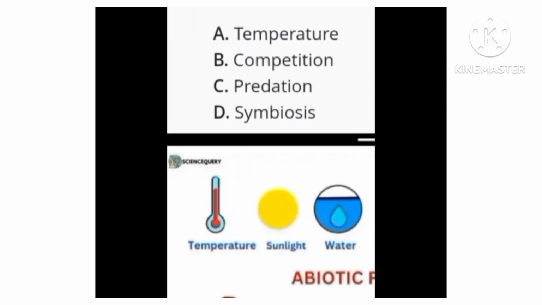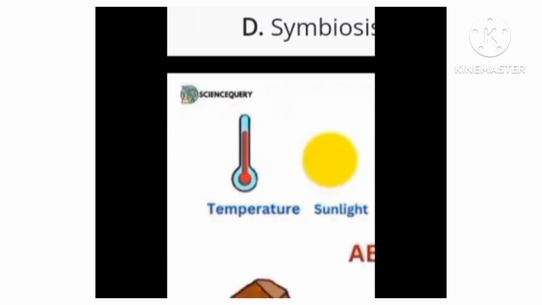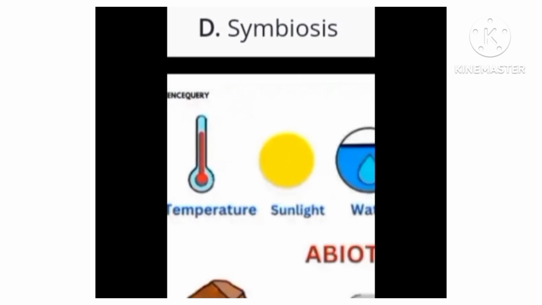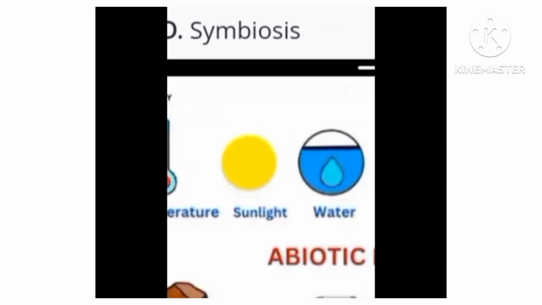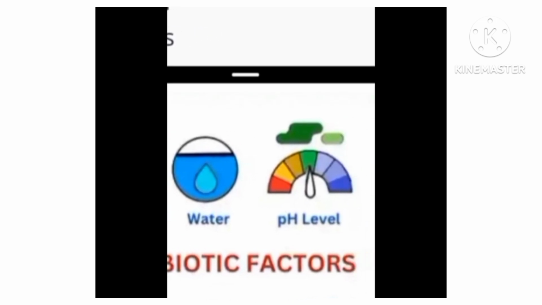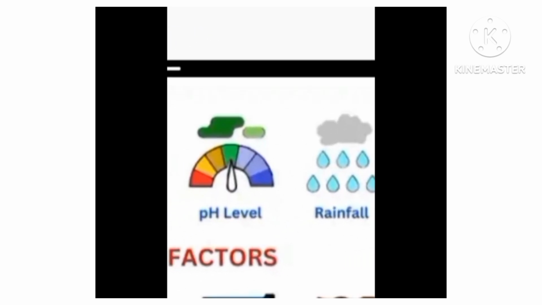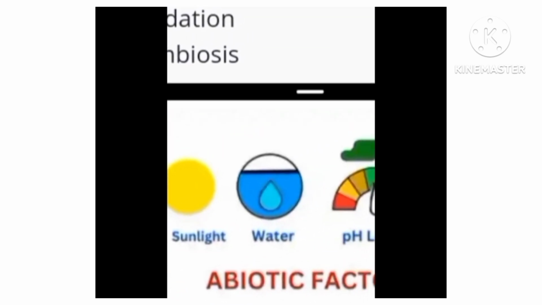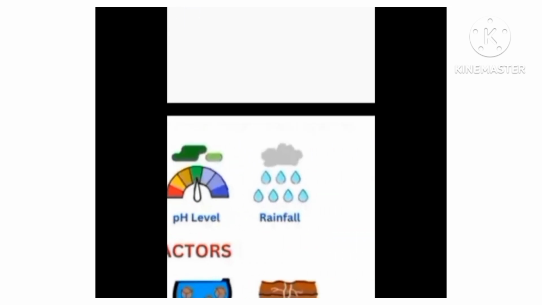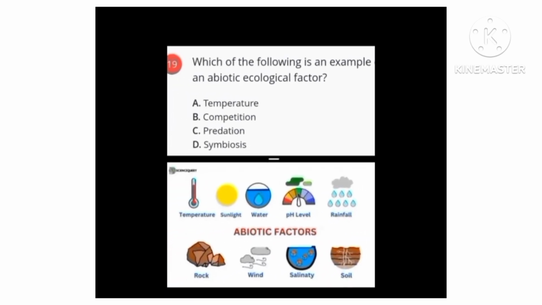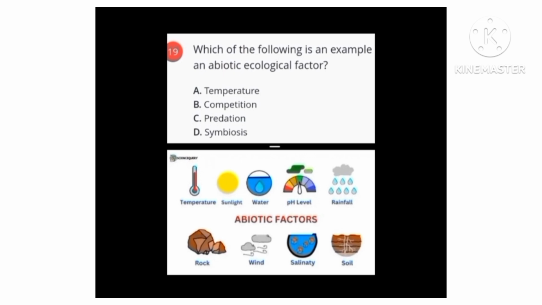And other things that are associated with abiotic factors, apart from temperature, are sunlight, water, pH level, rainfall, rock, wind, salinity, soil, as displayed in the diagram. So take note of your abiotic factors and biotic factors. Know which one is biotic, know which one is abiotic. So the answer is A to this question.